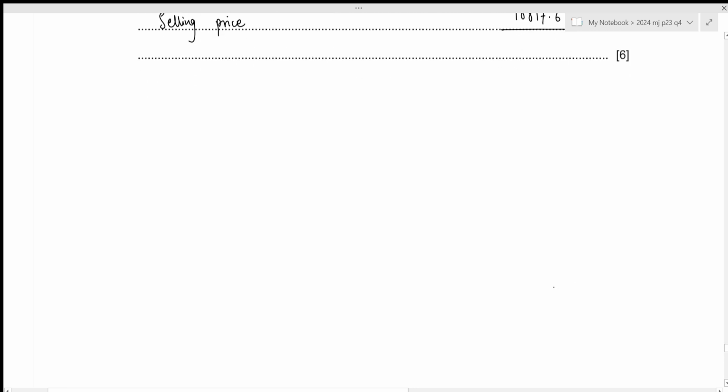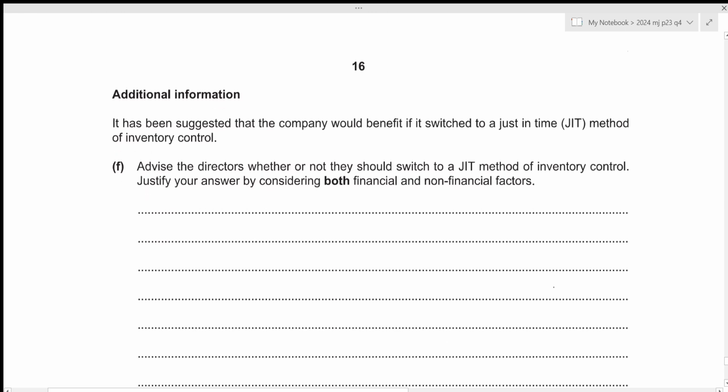Let's move towards the next one. We have been given additional information. It has been suggested that the company would benefit if it switched to a just-in-time method of inventory control. We need to advise the directors whether or not they should switch to a just-in-time method of inventory control. We need to justify our answer by considering both the financial as well as non-financial factors.